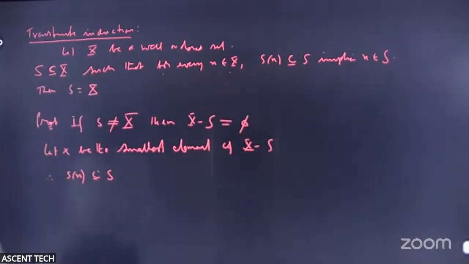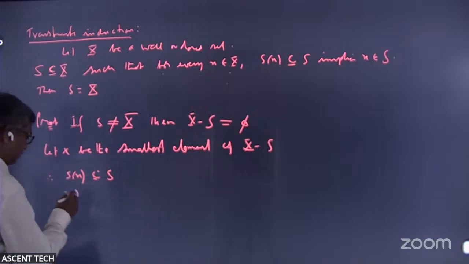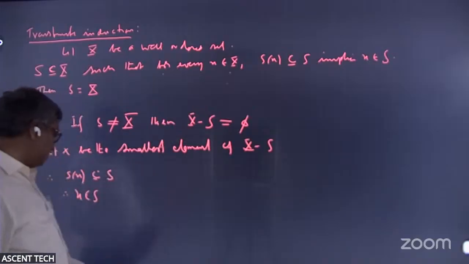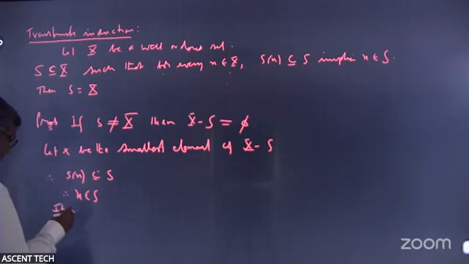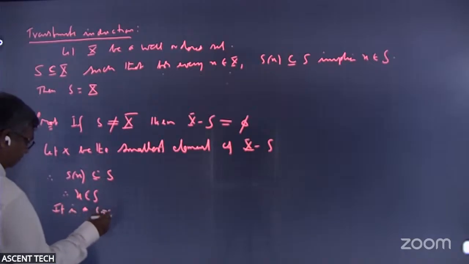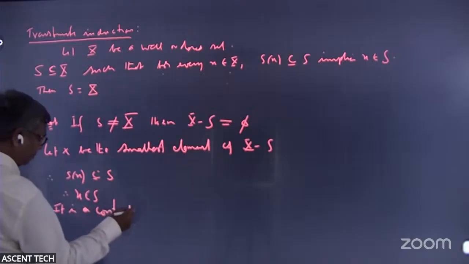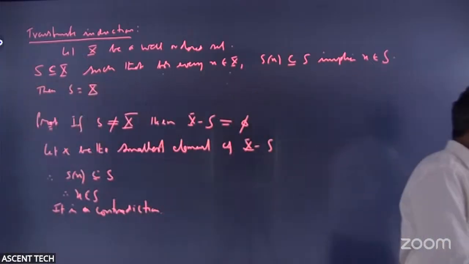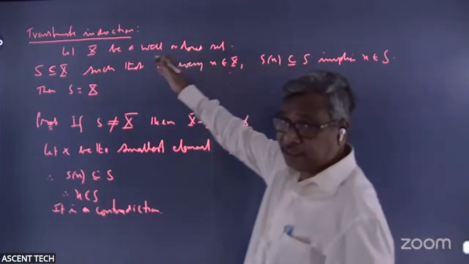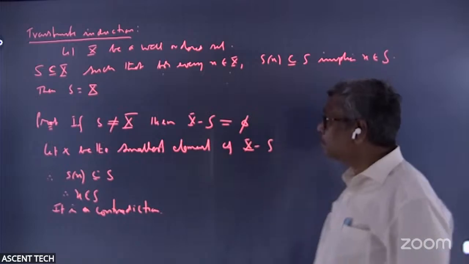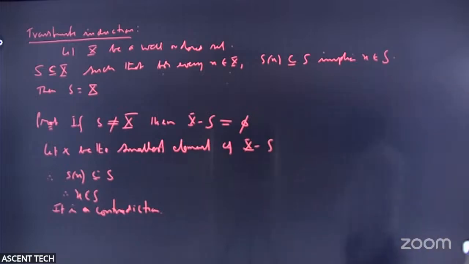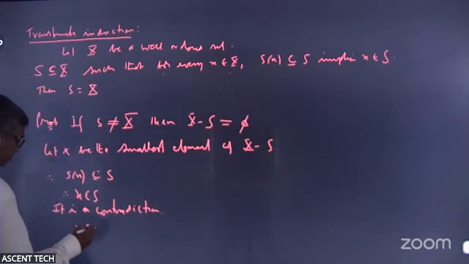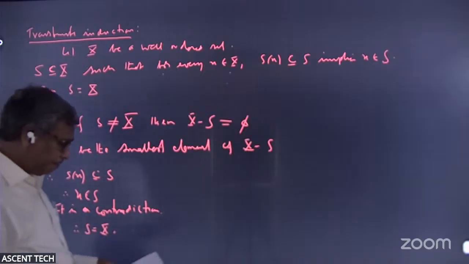So therefore, x is in S. But that's a contradiction, because x is after all outside S. Therefore, S has to be X. So you can see that I have some kind of a generalization of induction, basically. Clear?